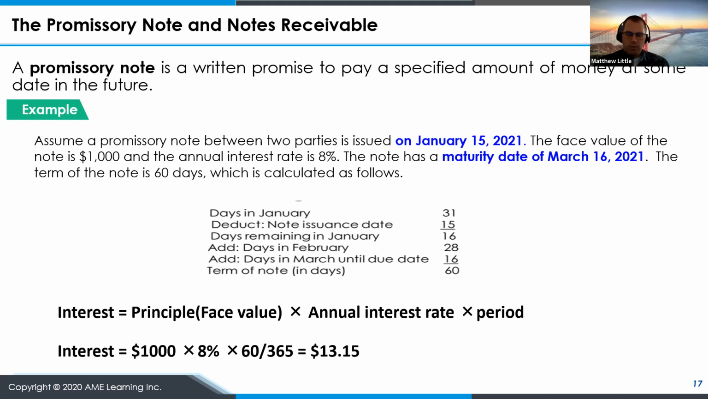And we calculate the term of the note. So we look at the days in January, 31. We issued it on the 15th, so it's 16 days in January, plus 28 days in February, plus 16 days in March, for a total of 60 days as the term. To determine the interest earned in that period, we'll look at the $1,000 note receivable times the 8% per year, times the number of days out of the year. So we'll look at 60 days out of 365 days in the year. So the total interest that we expect to earn in that period is $13.15.